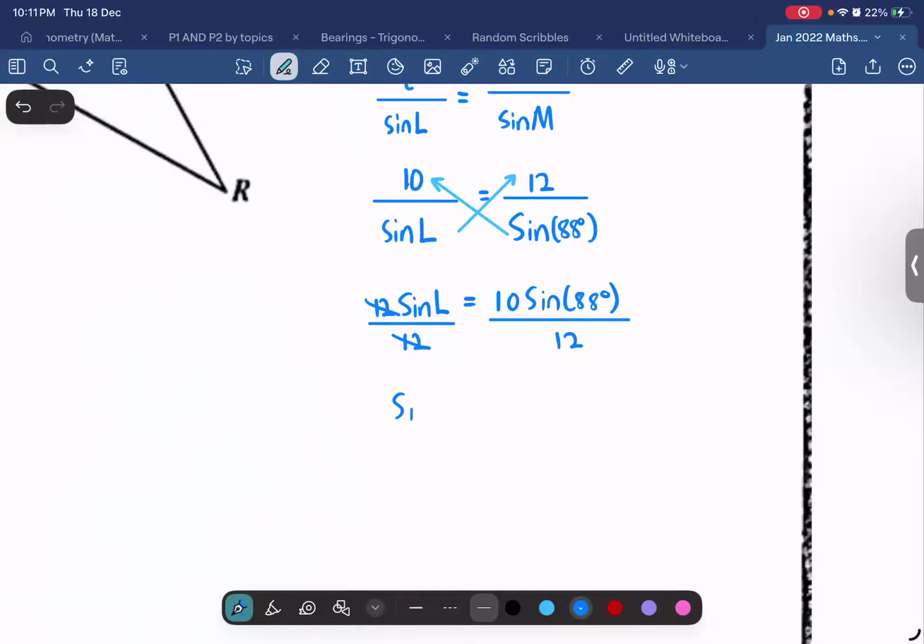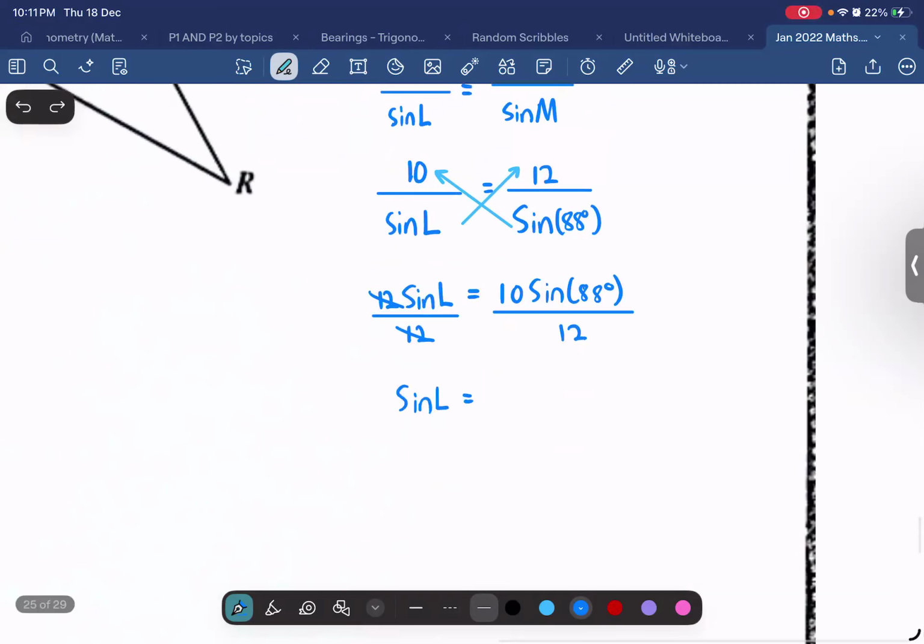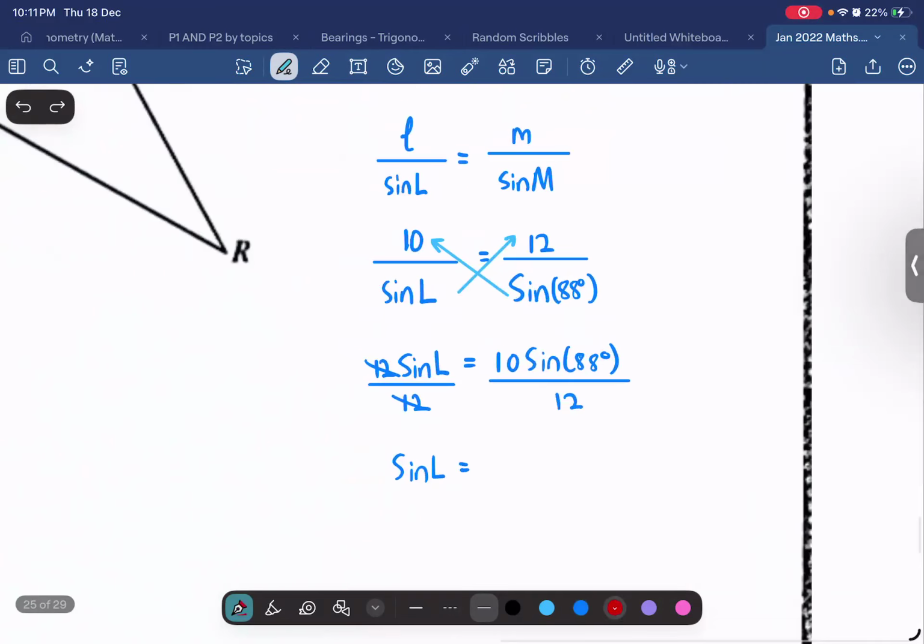So we end up with sine L equal to this over here. Now, if you have a Sharp calculator, plug this in and let me know what you're getting. If you have a Sharp, you're going to put 10, sine 88 in brackets, then close that bracket, divided by, put 12 in brackets just to be safe. You don't have to, but just to be safe. I got 0.8, sir.